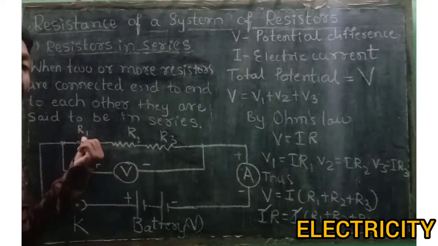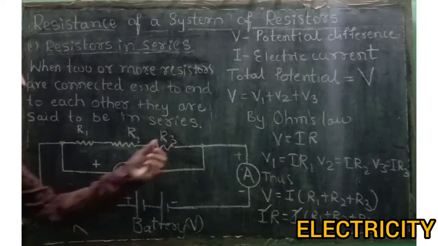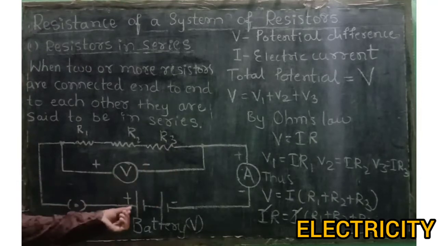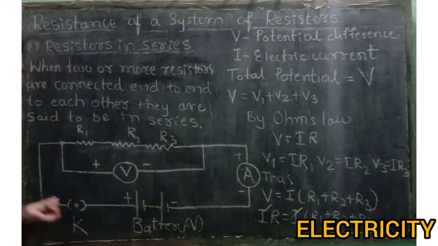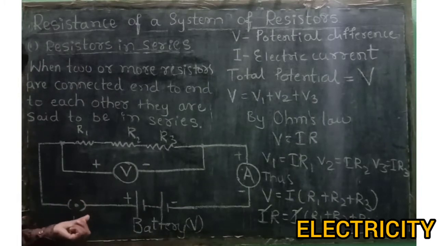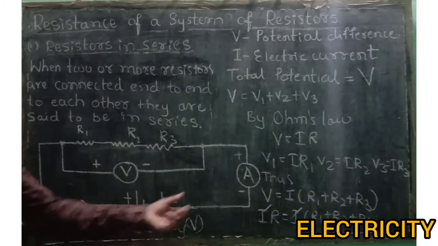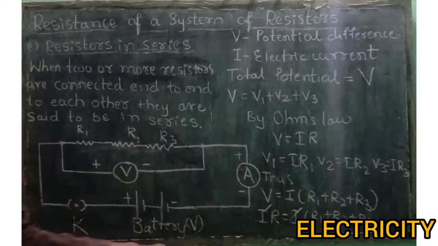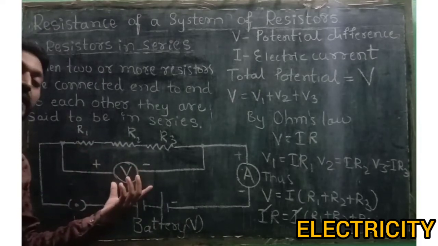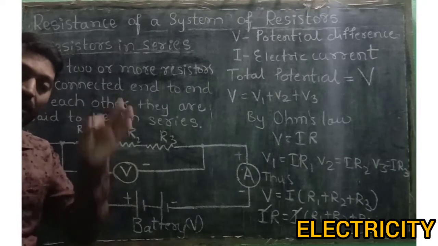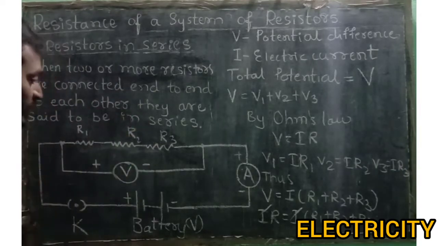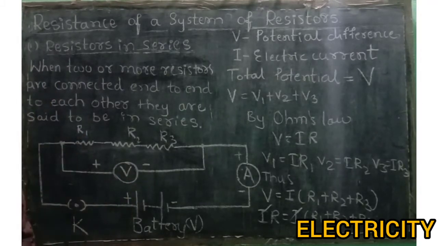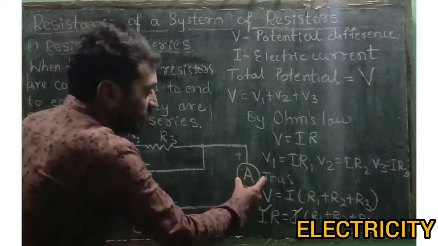Here R1, R2 and R3: resistor 1, resistor 2, resistor 3, and the remaining is the conducting wire. Mainly some components are used here: key, battery, ammeter, voltmeter, right? Remaining all are connecting wires. This is the schematic diagram of resistors in series combination, right?